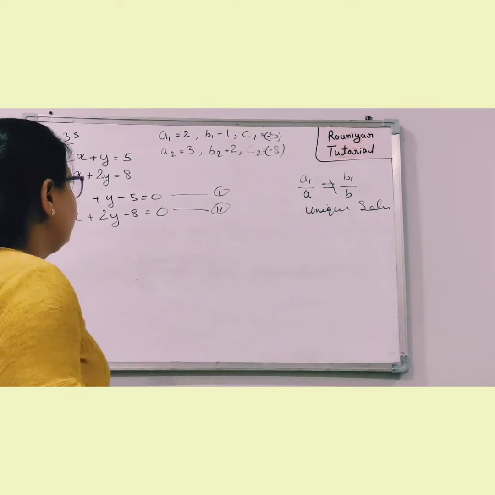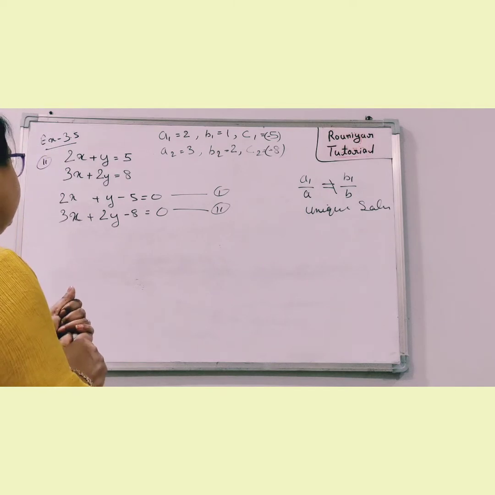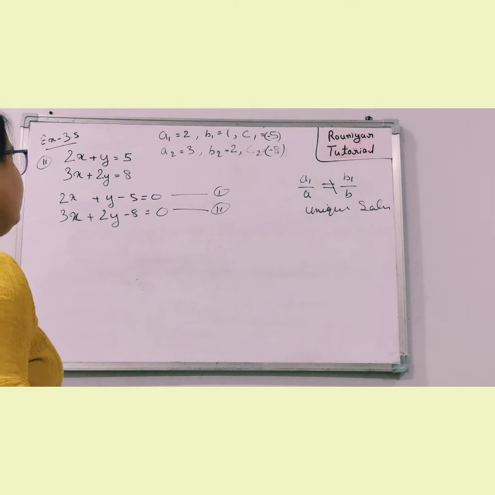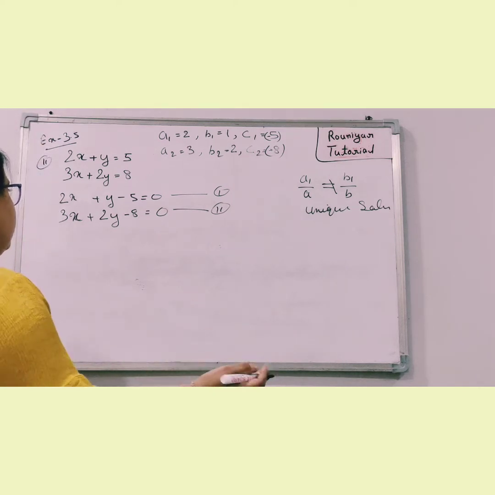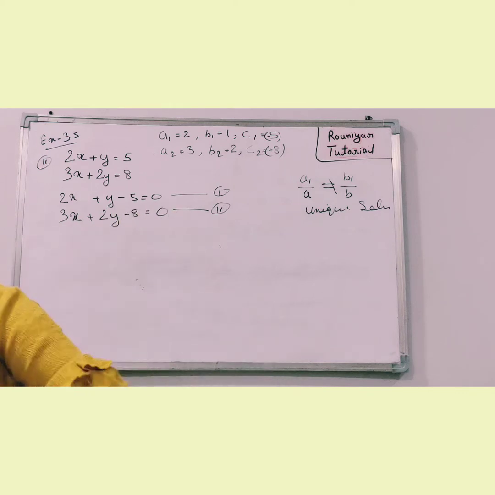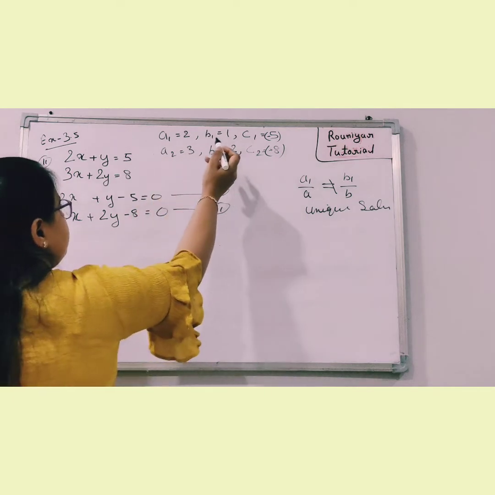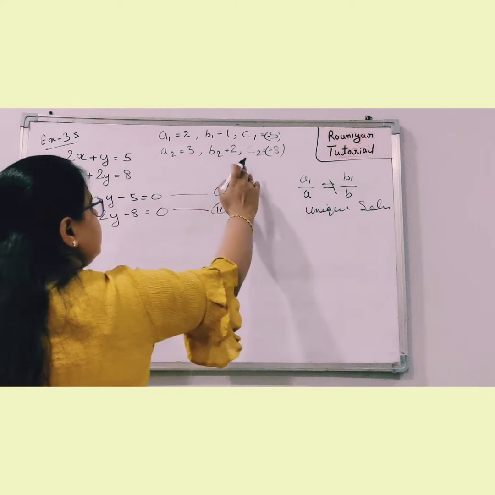अब मैं सेकंड क्वेश्चन सॉल्व कर रही हूँ। सेकंड क्वेश्चन है 2x plus y is equal to 5 and 3x plus 2y is equal to 8। तो सबसे पहले हम इस क्वेश्चन को स्टैंडर्ड फॉर्म में लिखेंगे। सो स्टैंडर्ड फॉर्म में लिखेंगे then 2x plus y minus 5 is equal to 0 and 3x plus 2y minus 8 is equal to 0, whereas a1 is 2, b1 is 1, c1 is -5, a2 is 3, b2 is 2 and c2 is -8.